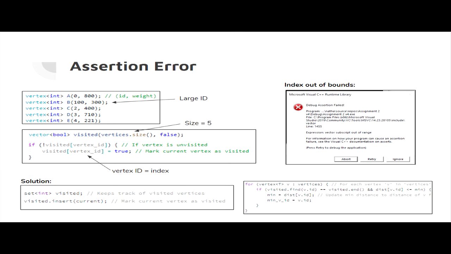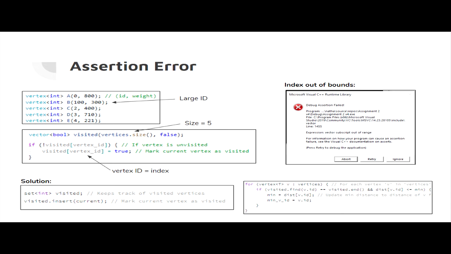This was due to the fact that I was using the vertex ID as the index when trying to access a specific cell in my vector of visited vertices. Therefore, an ID of 100 would require a vector of size 100, which was not the case since I had set the size of the vector to the number of vertices in my graph, which was 5.